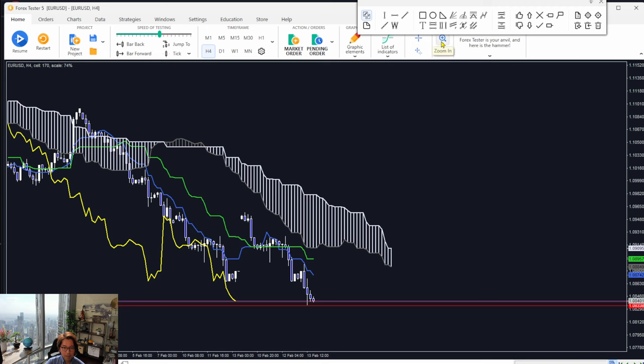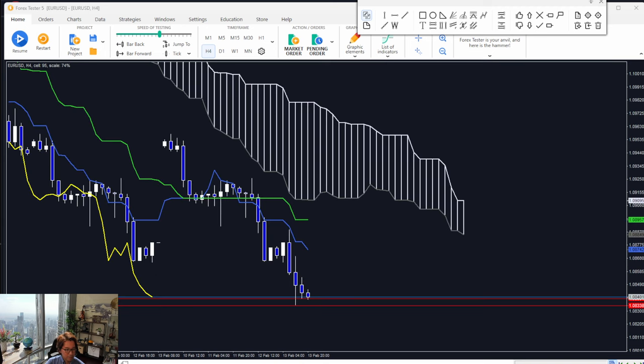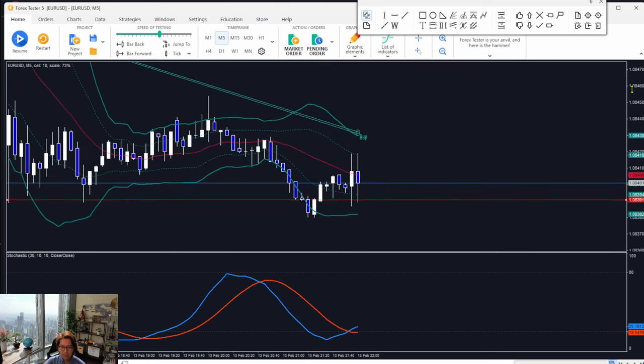So it's just safer to exit right now because it may continue bullish again to Kijun Sen. It may break Tenkan Sen and may go up to Kijun Sen. So it's safer to just exit right now and at least take some profit and leave the chart. So that's how I exit my trade.